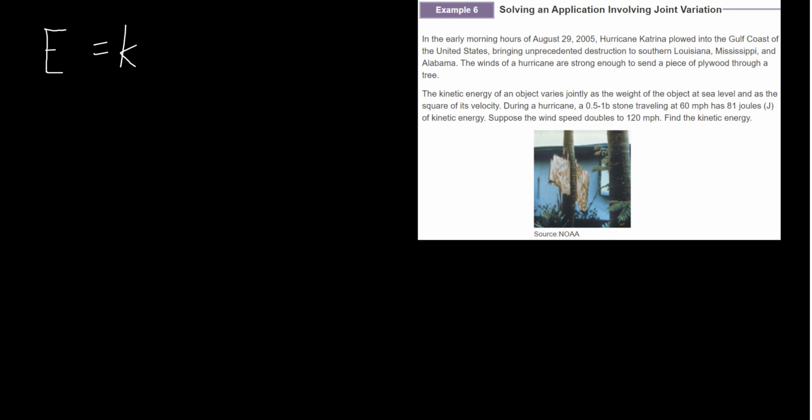So W and the square of its velocity. So V squared. Let me make sure I read that right. The kinetic energy of an object varies jointly. All right, so if it varies jointly, we know that's multiplication, as the weight of an object, which is W, at sea level and the square of its velocity, which we have here. Okay, so we have to figure out what K is now. We're given everything but K, and we have to figure out what K is.